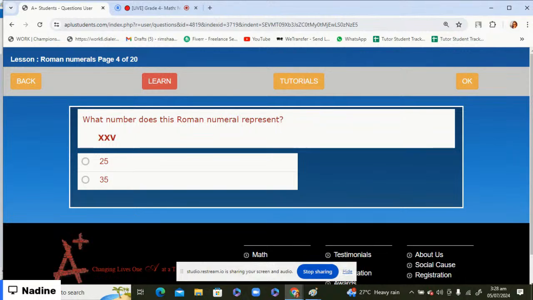So what number does this Roman numeral represent? All of you tell me. Double X and V. So which one? It's double X and V. So here, 10, 20, and 25. Okay.